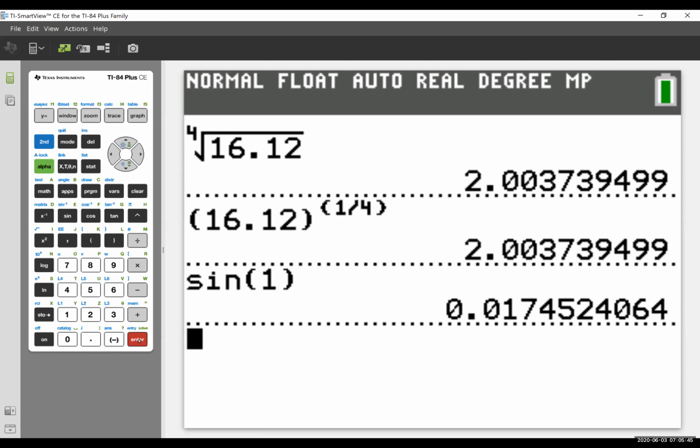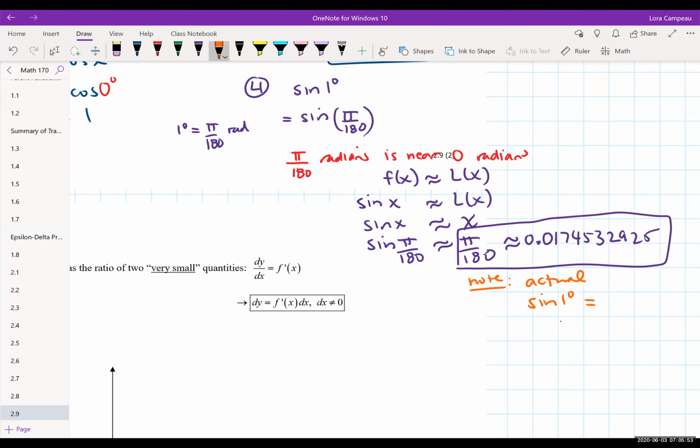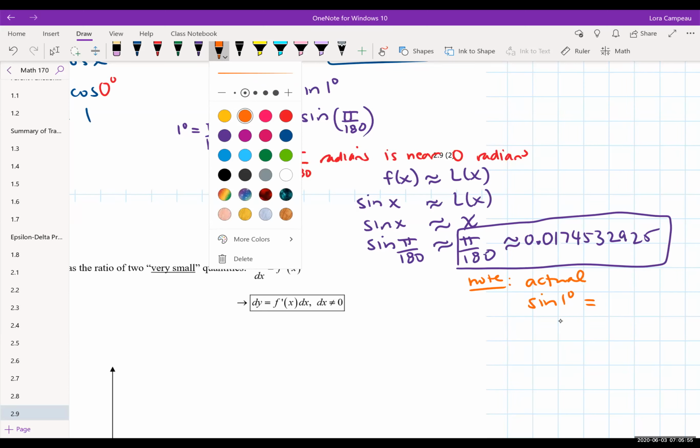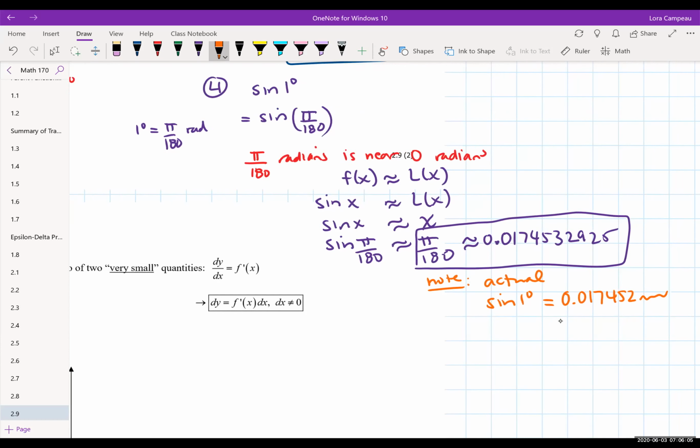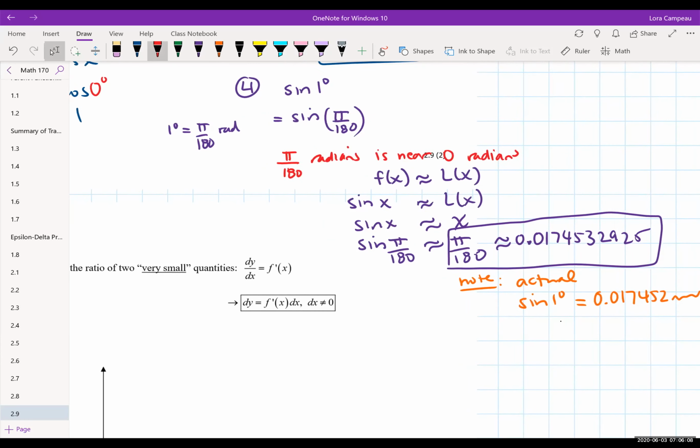And let's compare it to what we have. We should have sine of 1 degree is equal to 0.017452. And there's more to this. I realize I just can't see it at the moment, but I'm comparing. Look what we figured out. That's nice. That's about 5 decimal places of accuracy. So nice on the linearization.